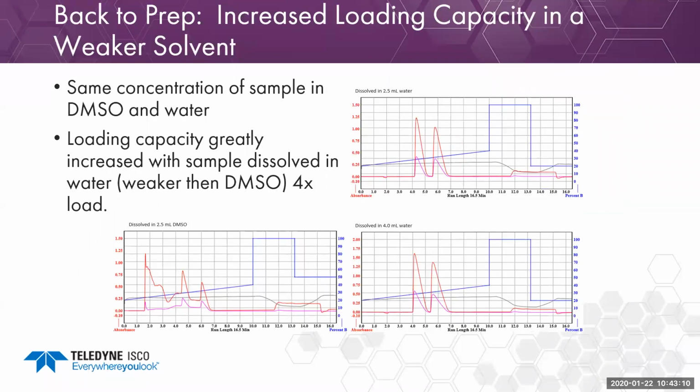Now, if we had loaded this in a weaker solvent, then we would still have baseline resolution, and we wouldn't have encountered the poor separation conditions with the DMSO. In this case, we dissolved that same concentration in 2.5 mLs of water, and we're able to get baseline separation of the peaks here on the top. Since we have baseline resolution to spare, we can go ahead and increase the loading and load 4 milliliters of water. So now we've loaded 4 times as much as we did in the DMSO sample, and increased our throughput that way.